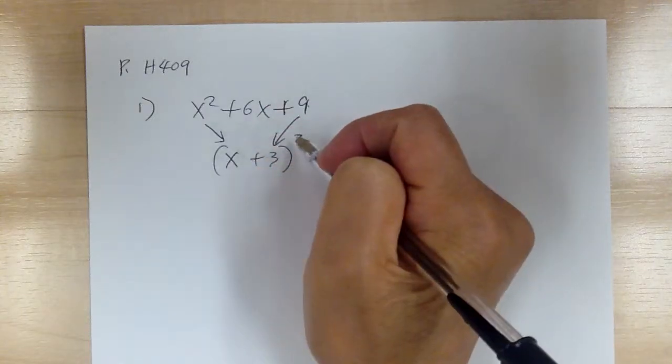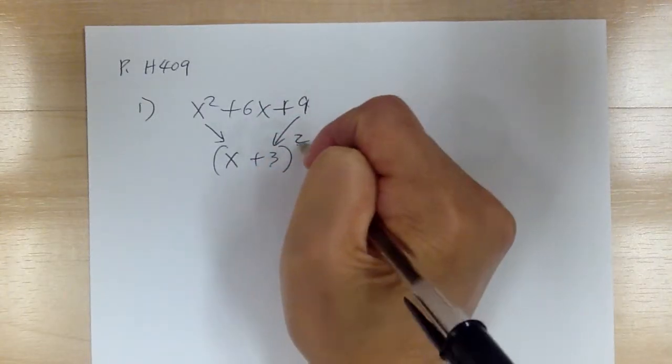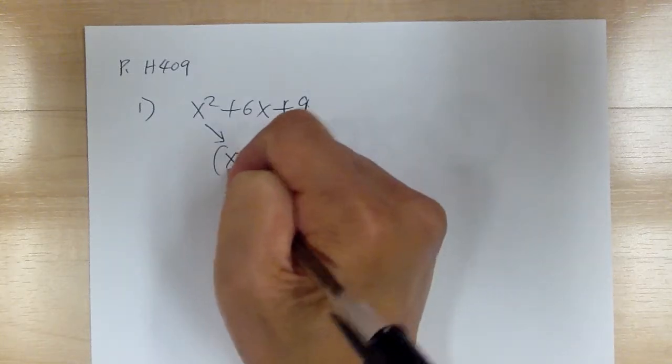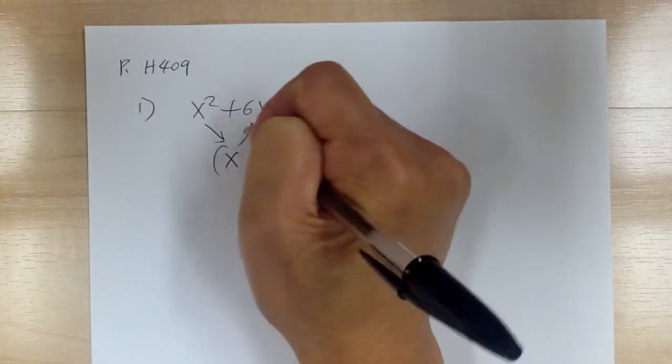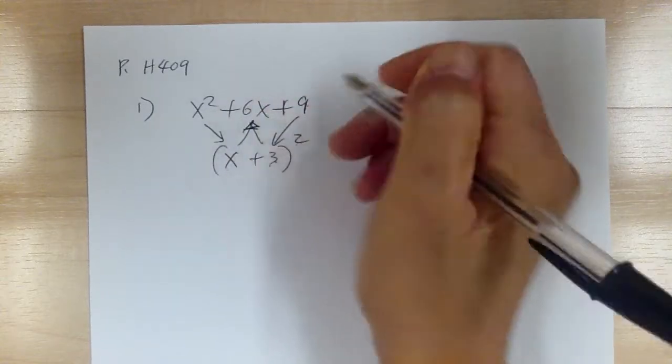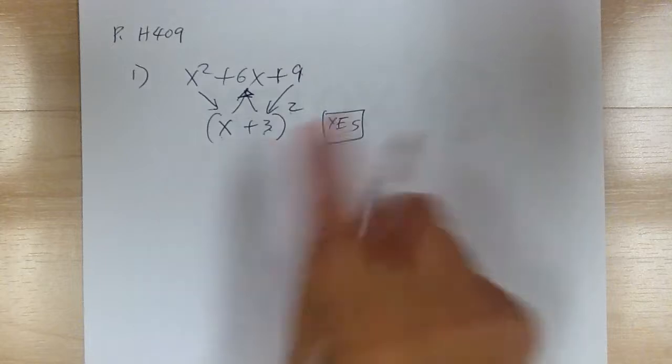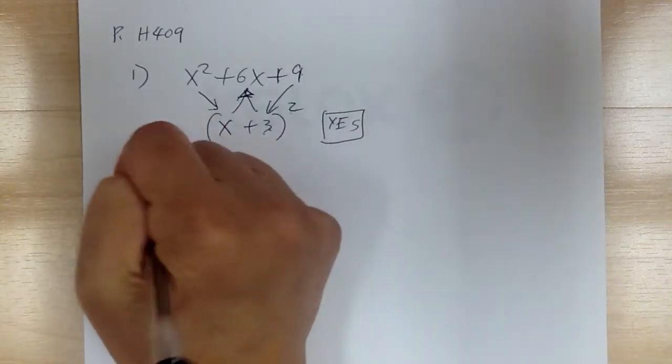Then you check. Okay, so from here, you check 2 times 3 times x will give you 6x, right? 2 times 3 is 6, times x gives you 6x. So this matches. Okay, so everything matches, so yes, this is a perfect square. Okay, so that's all you're doing, you're checking.